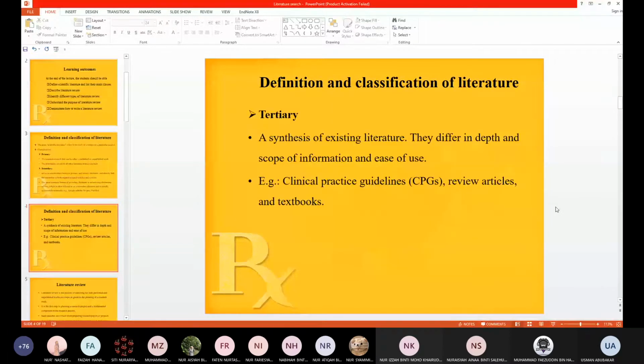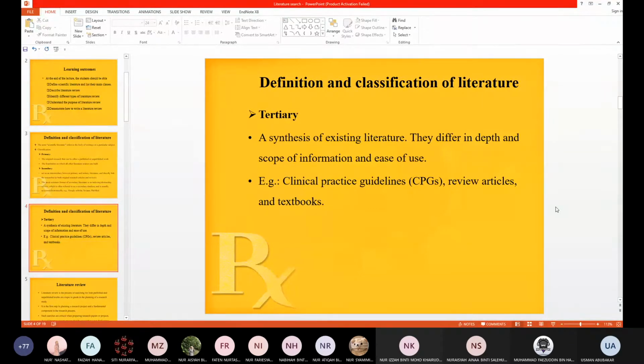For the tertiary sources, this is actually like a summary or overview of existing primary literature. I said primary literature, not secondary, because secondary is just an electronic database, like a platform for you to explore and get access to the primary sources. So in tertiary sources, you are summarizing existing information into a kind of comprehensive way of presenting the idea of a particular topic.